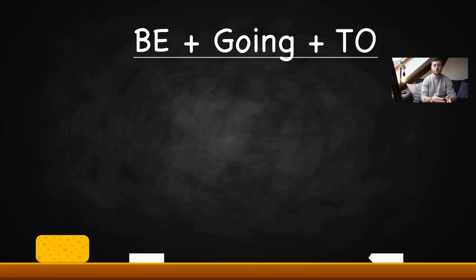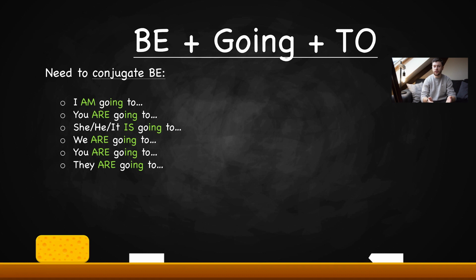Right, so let's take a look at the other way to express the future, that is be going to. The first difference with will using be going to is that we need to conjugate be. I cannot say I be going to, right? I need to conjugate be. So I have I am going to, you are going to, she is going to, we are going to, you are going to, and then finally they are going to.